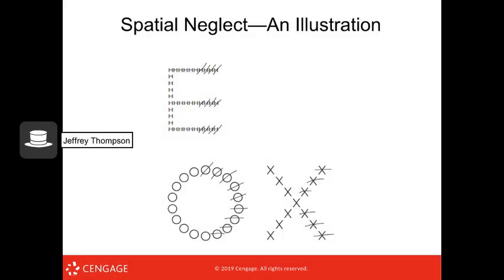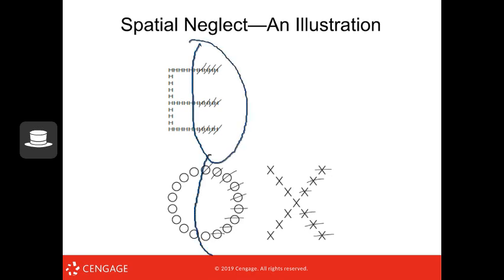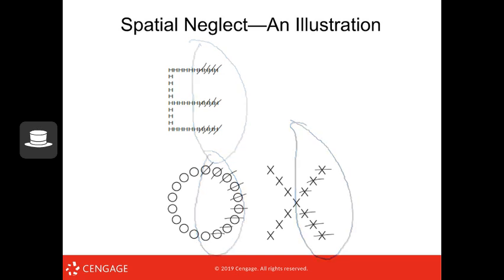So here's a visual example of this. There are all these letters that make up a word, and they're asked to cross out all the letters, but they only focus on one side. So that's spatial neglect.